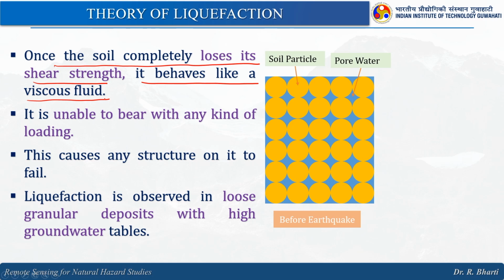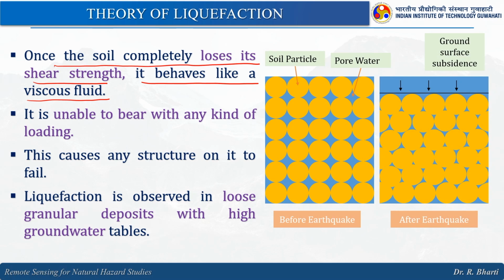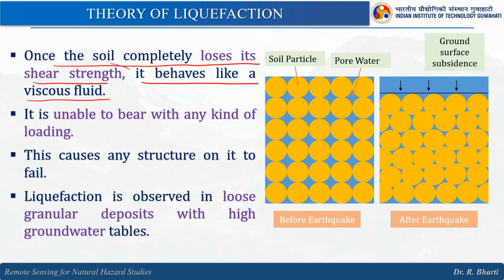If you remember, we also talked about the shear stress and shear strength in the landslides, and there we also tried to understand what will happen if there is a reduction in the shear strength and increase in the shear stress. So, here also we are talking about the shear strength of the soil. Once the soil loses its shear strength, what will happen? It will behave like a viscous fluid.